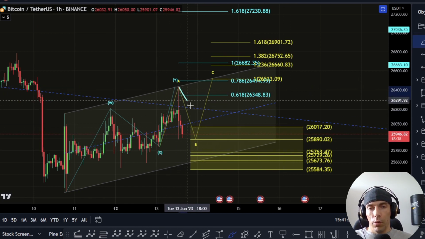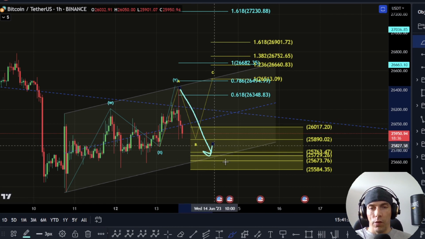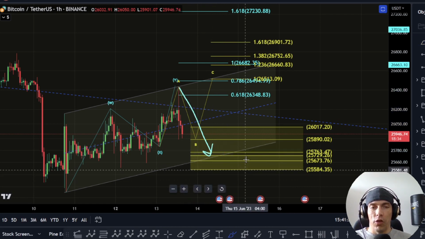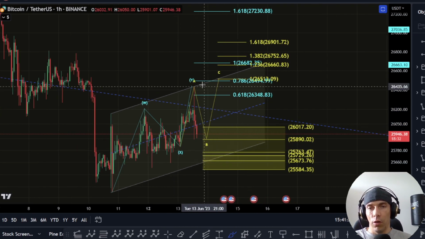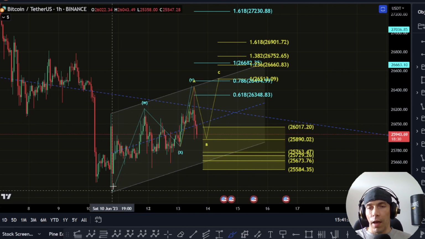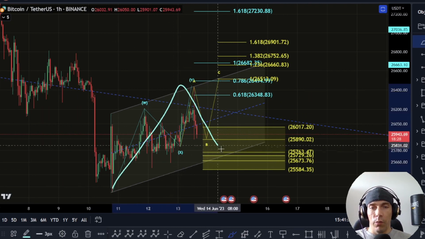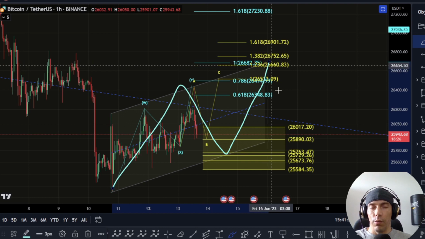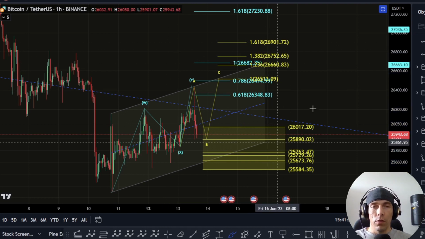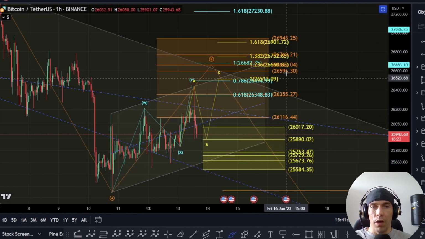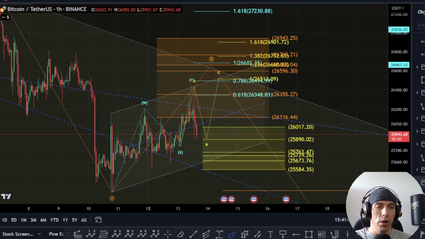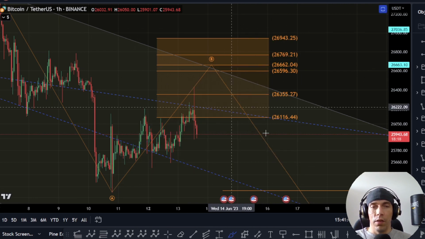If, however, we do look to actually move back down here towards this yellow box area and the bottom of this channel, what it could mean is that we've actually got a completed move into this high, and then this would actually become an A wave, we see a B wave, and then we look possibly for a C wave back to the upside. So this would actually still look to potentially come back up here and retest this orange target box.